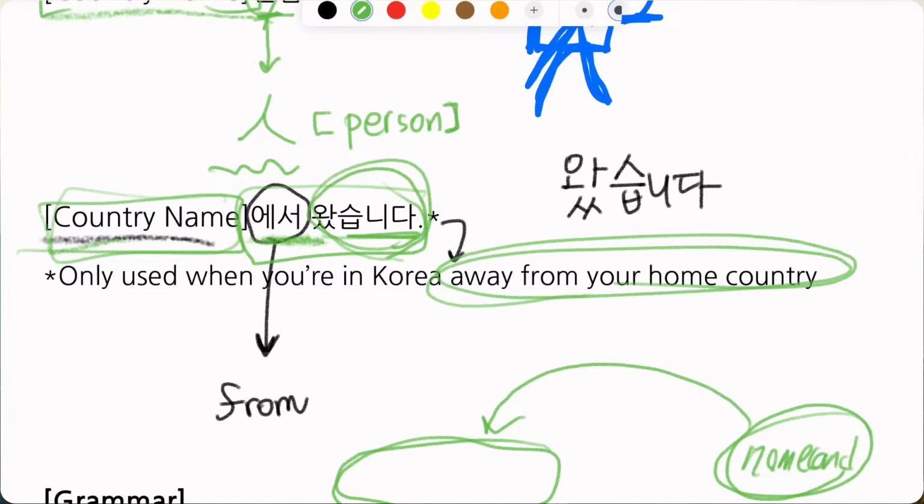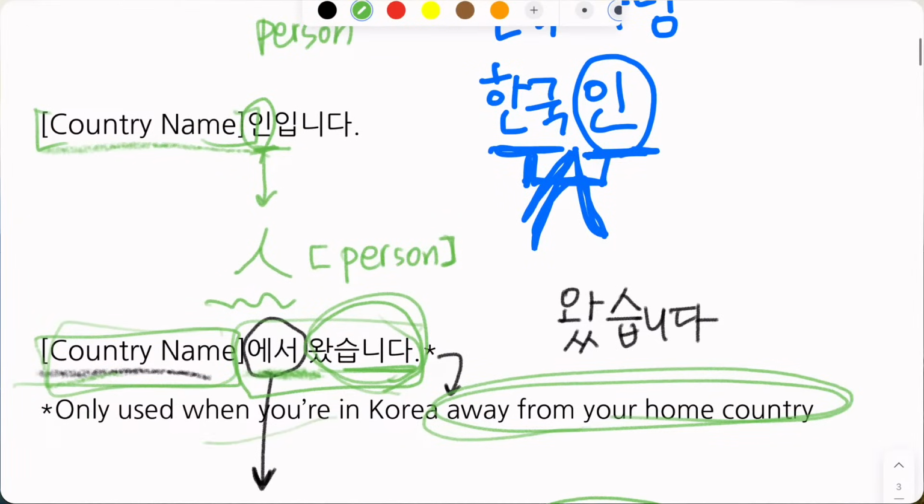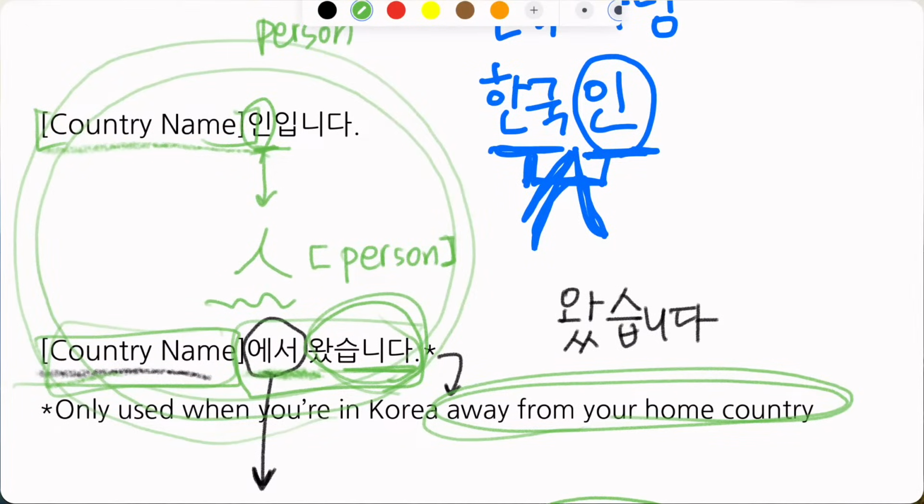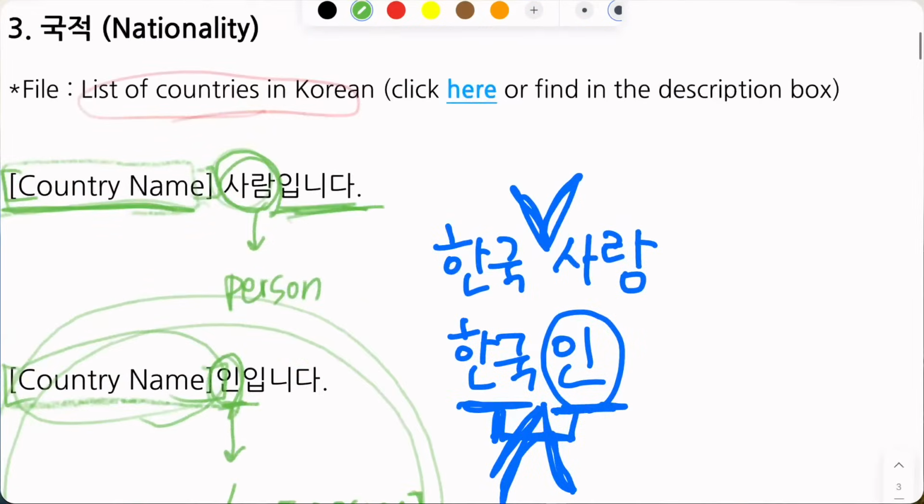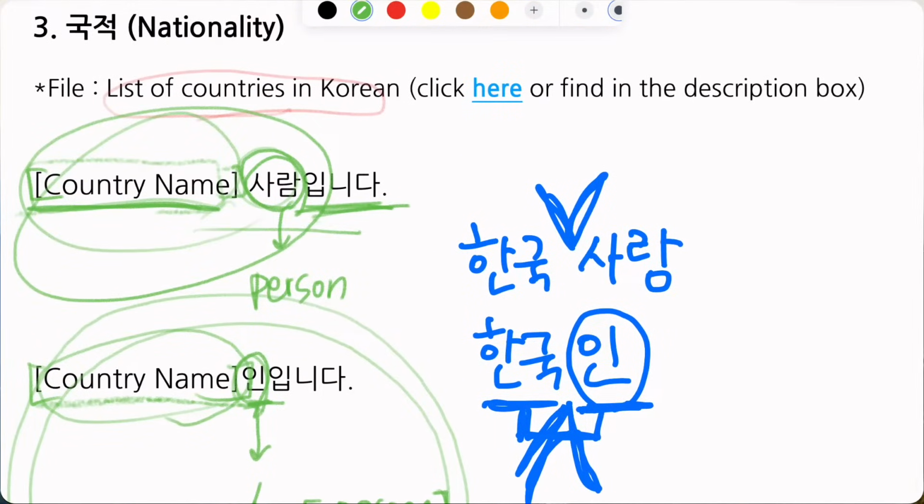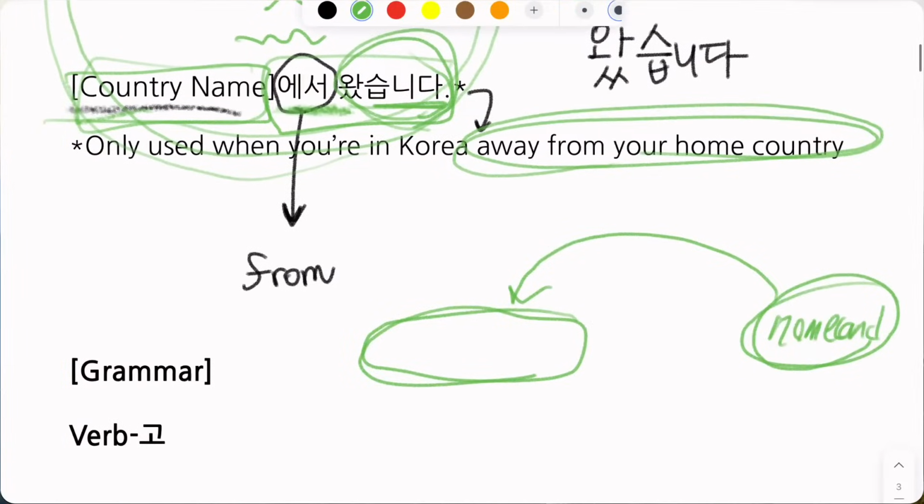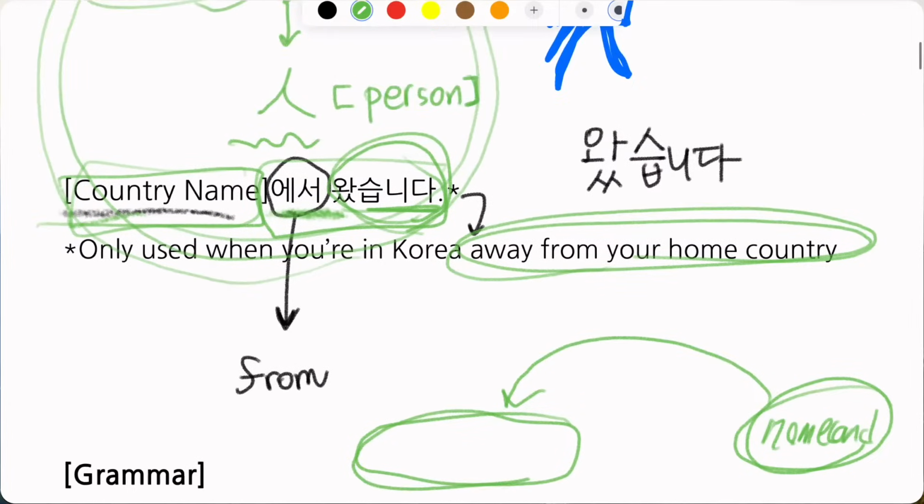So you can simply say, the country name 인입니다 or country name 사람입니다. But let's say you are a foreign student studying in Korea at like a language school, then you can say, this country에서 왔어요 or 에서 왔습니다 because you have left your home country and you came to Korea. You're currently in Korea. So, 좋아요.